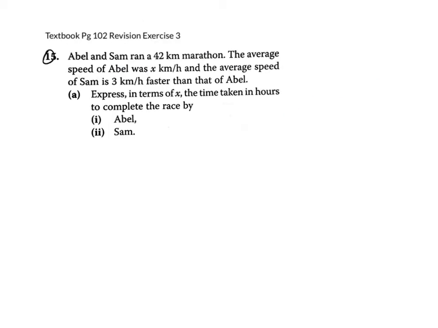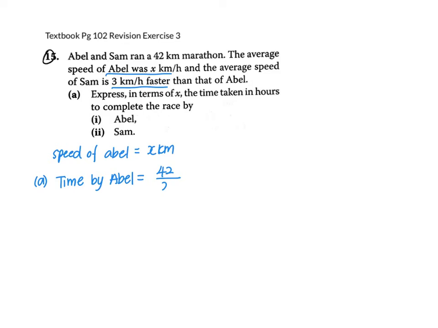Abel and Sam ran a 42 kilometers marathon. The average speed of Abel was x kilometers per hour. The average speed of Sam is 3 kilometers per hour faster than that of Abel. So express the time taken in hours. So speed for Abel is x kilometers per hour. The time taken will now be distance divided by speed. So time taken by Abel is 42 over x hours.